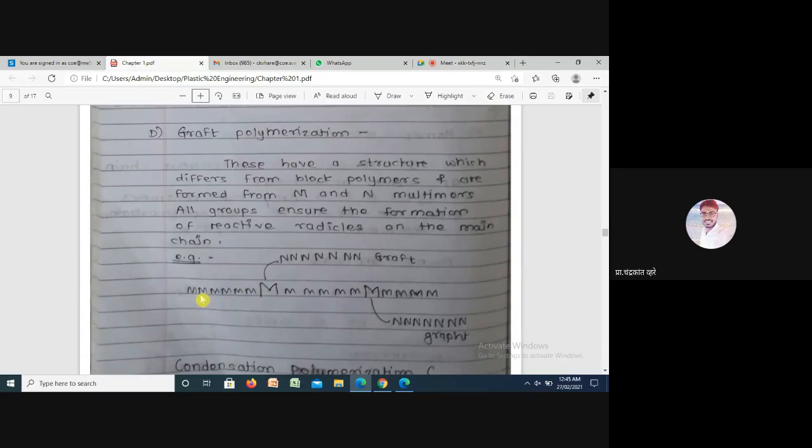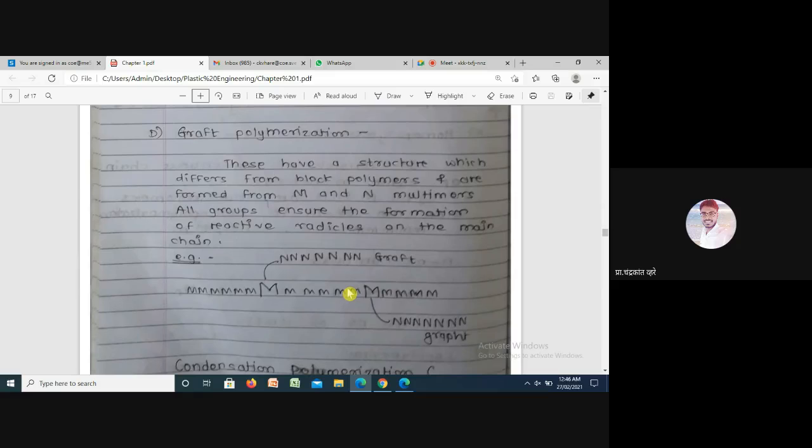All groups ensure the formation of reactive radicals on the main chain. Suppose if you are observing here, there is M type of monomers connected here. After that, there is one multimer. This is called a multimer, and the multimers consist of n number of grafts. What is the meaning of graft? Graft means there are different monomers which are connected and form a single bond. Here also there is a multimer.